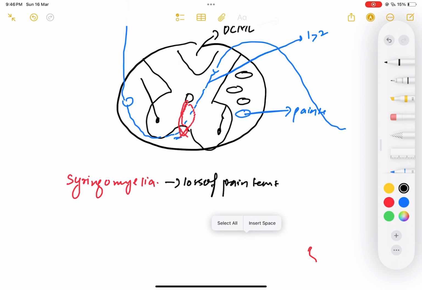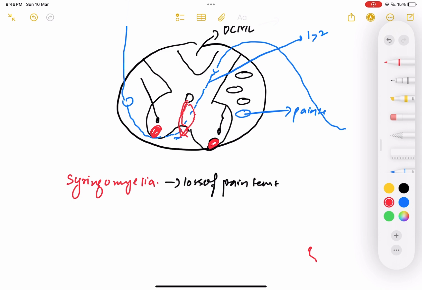But later on, what can happen is that it would not only affect the fibers of your anterior commissure, but it can also involve other spinal tracts as well. For example, with time it can involve your anterior horn, right?